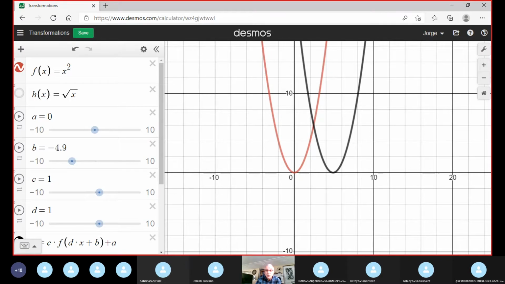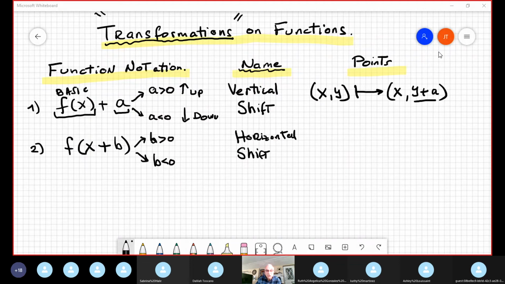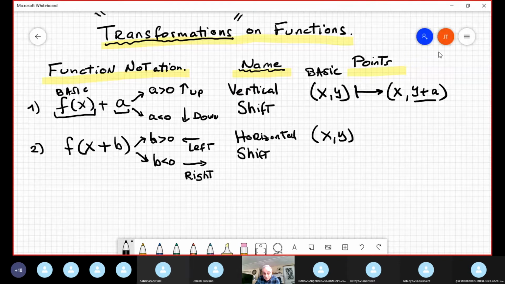In the whiteboard, we have that situation. Okay, I understand very well. The horizontal shift: when the B is positive, we move to the left. And when the B is negative, you move to the right. We saw in this one, clear. Now, to understand the point, I suppose that X, Y represent any point in the basic. This is the basic without transformation. And this is the transformed.